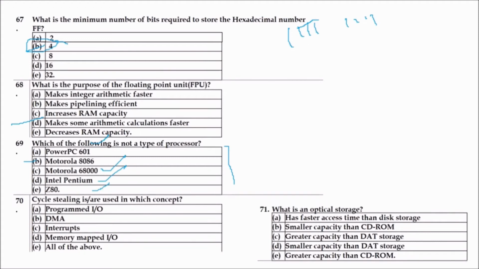Next is, cycle stealing is or are used in which concept? Cycle stealing. The answer is, this is used in DMA. So we'll go with the answer B, because the cycle stealing concept is used in DMA.